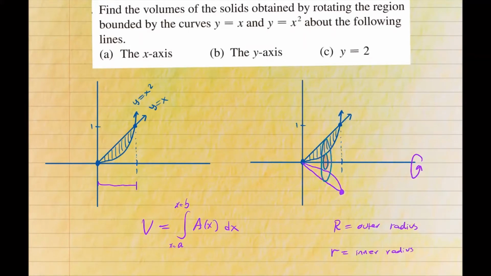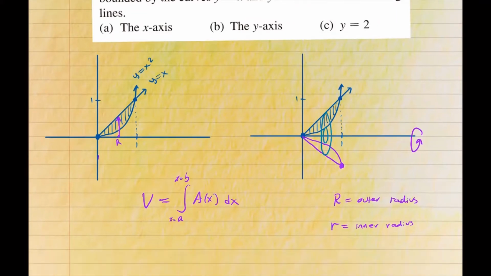So now let's take a look at the 2D picture. How do we figure out this inner radius and outer radius? Pretty much you start from your axis of rotation and draw a perpendicular radius going toward the region, and you go all the way out to the outer function. So that's going to be the big R.